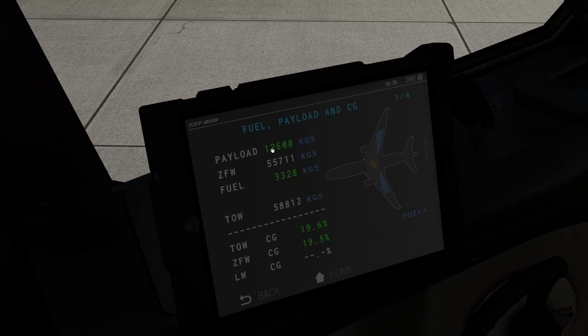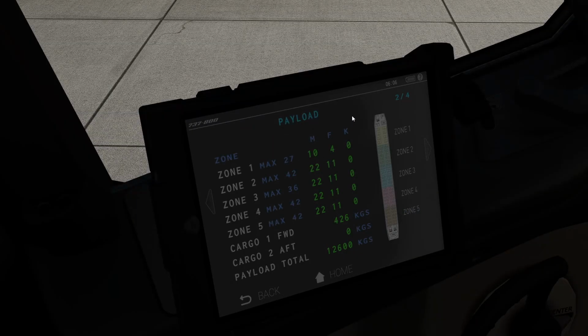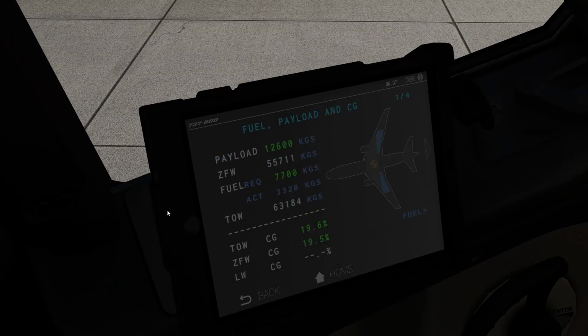So the payload, 12.6 tonnes, gives us a zero fuel weight of 55.7. This is the 189 seat configuration, so you can see here who's sat where. And whoever they are, they've not got many bags with them, so we've got cargo in the front hold only, 426 kilos. And I've requested 7.7 tonnes of fuel.